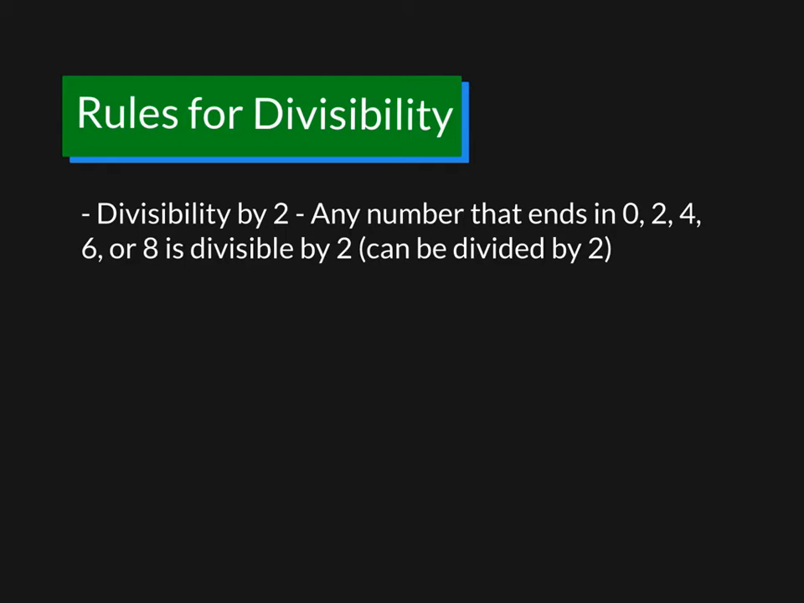Divisibility by 2. Any number that ends in 0, 2, 4, 6, or 8 is divisible by 2, which means it can be divided by 2. So for example, 324, well, it ends in 4, so it's divisible by 2.